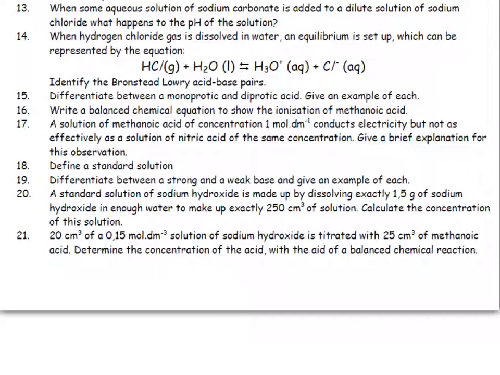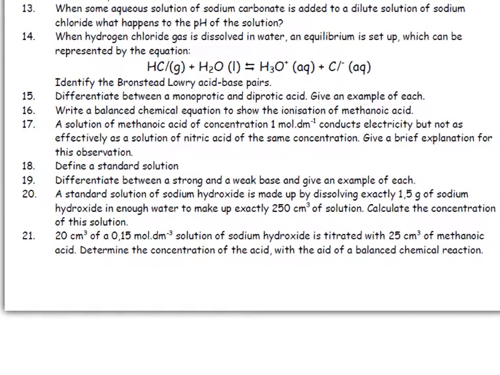When some aqueous solution of sodium carbonate is added to a dilute solution of sodium chloride, what happens to the pH of that solution? Now, what's important here is to think about the hydrolysis of these two salts. Sodium chloride comes from sodium hydroxide and hydrochloric acid. That is a strong acid and a strong base, so that's going to be neutral.